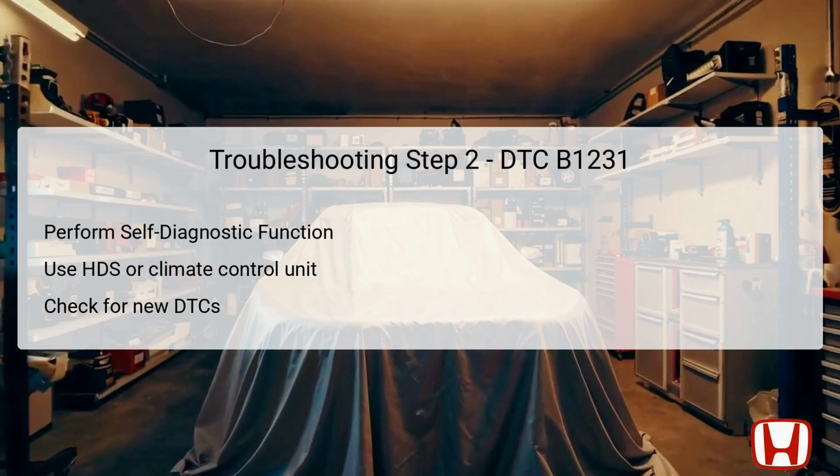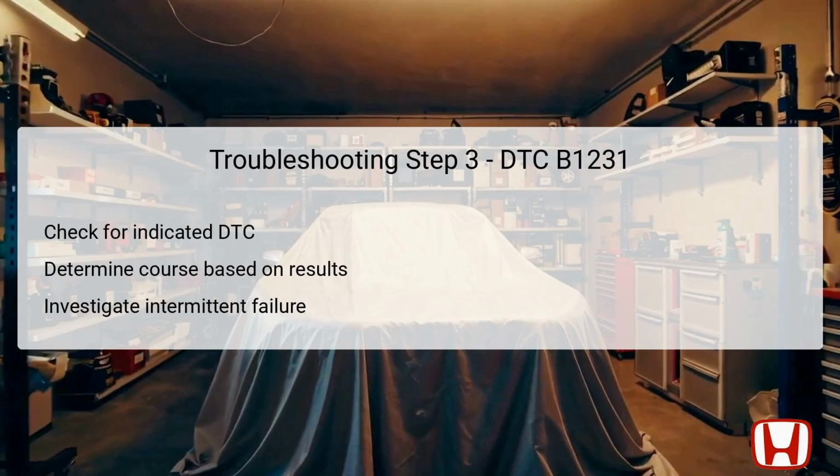If DTC B1231 or the G and auto indicators reappear, it is a clear signal that there are persistent problems requiring further investigation, indicating either a continuous issue with wiring, connectors, or the sensor itself. Confirming the appearance of DTCs is essential to ensure thorough troubleshooting subsequently.